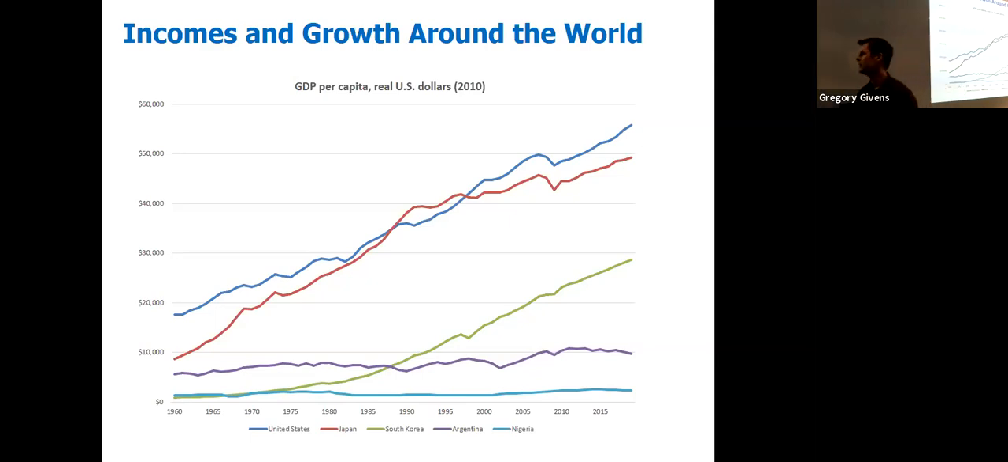Why? What explains Argentina's experience compared to South Korea? Argentina used to be a lot richer than South Korea. South Korea grew rapidly, and now the typical South Korean has a much higher standard of living than the typical Argentinian. So just because countries are poor today does not mean they're going to be poor in the future. It all depends on how quickly they tend to grow over time. Nigeria is another example that has just experienced virtually no growth in the long run.